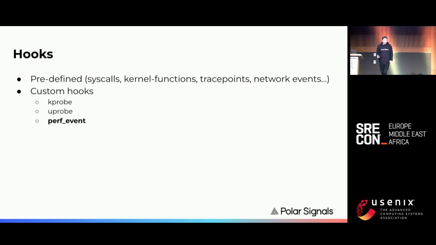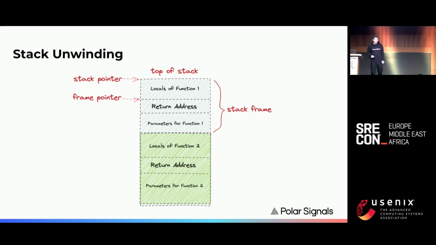And there are K-probes, U-probes, different custom hooks you can use in the kernel, and we basically right now only use the perf event, which is kind of an observability toolkit for eBPF, and it's been going really great so far.